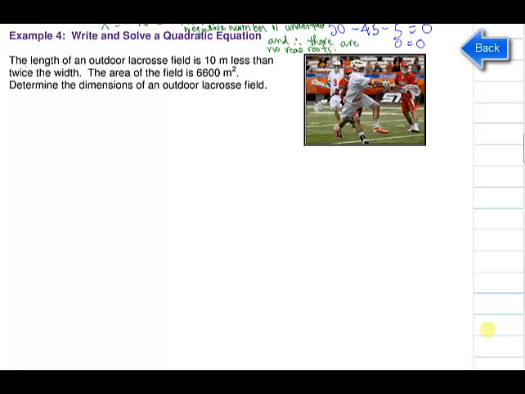So our last example for this section is for you to write and solve a quadratic equation. The length of an outdoor lacrosse field is 10 meters less than twice the width. The area of the field is 6,600 meters squared. Determine the dimensions of an outdoor lacrosse field. So when I'm working on these kinds of problems, I like to draw a diagram. And so I'm going to draw my lacrosse field.